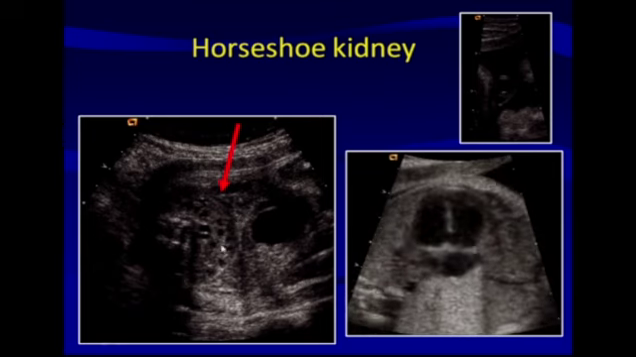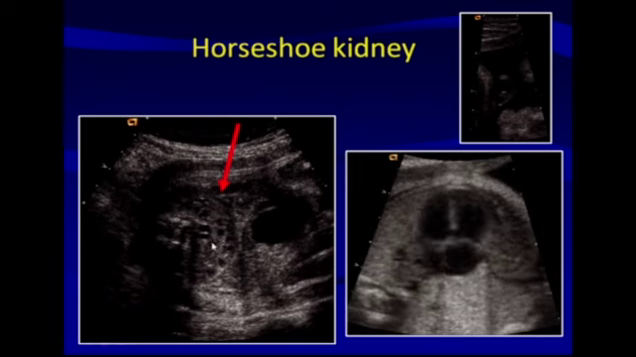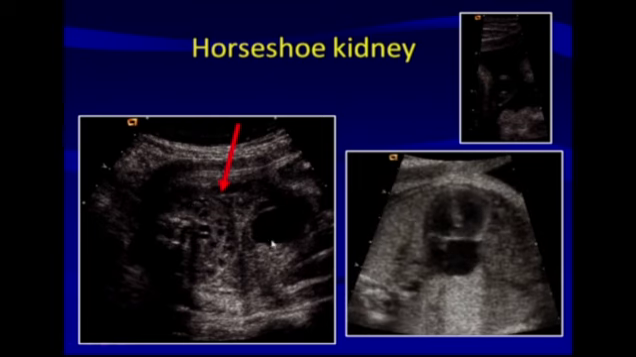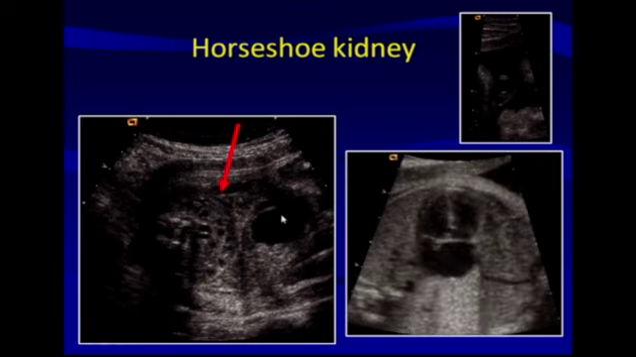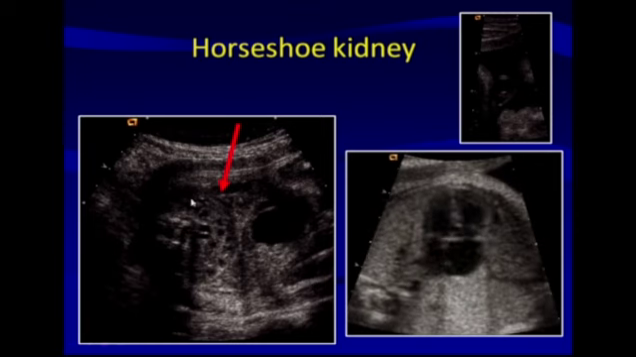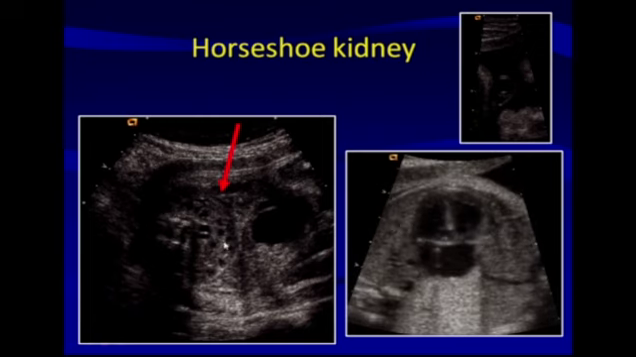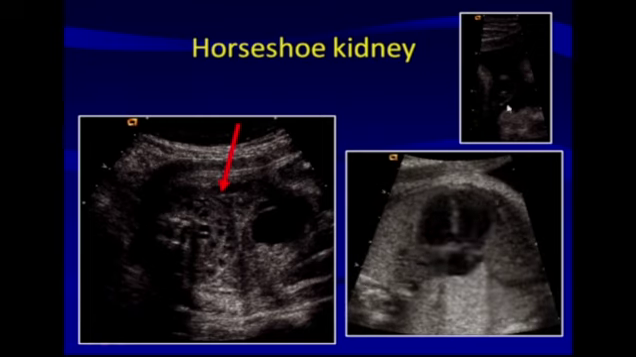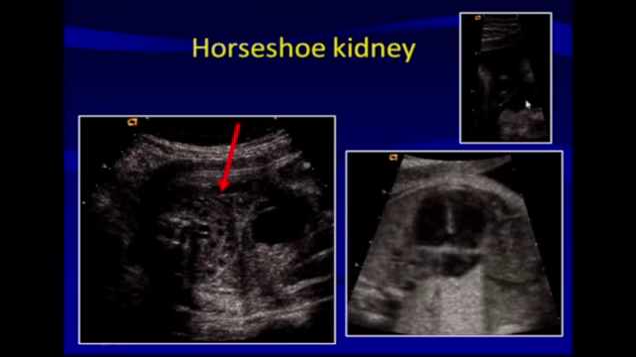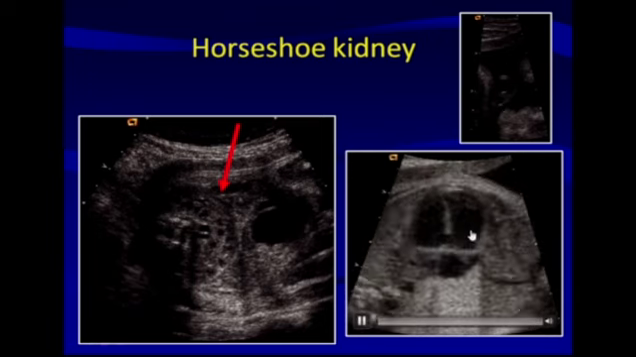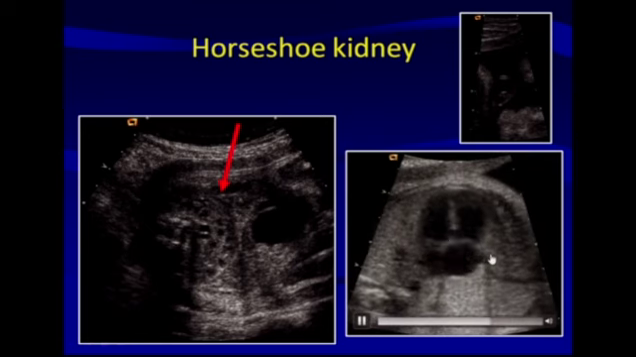We're lower in the abdomen than the normally positioned kidneys because we have here a picture, image of the bladder in this same cross section. You can see the kidney crossing anterior to the aorta and the spine behind. And in this particular case, again, seen with a two-vessel cord, seen associated with genitourinary anomalies often, and in this particular case, a VSD.